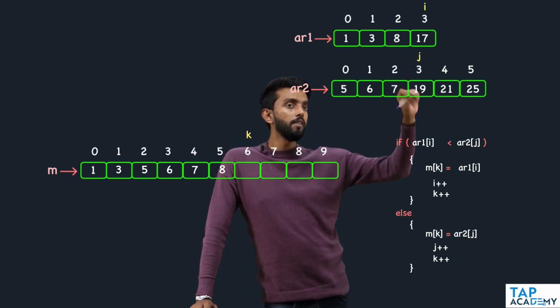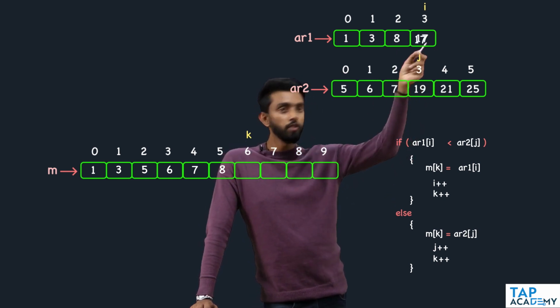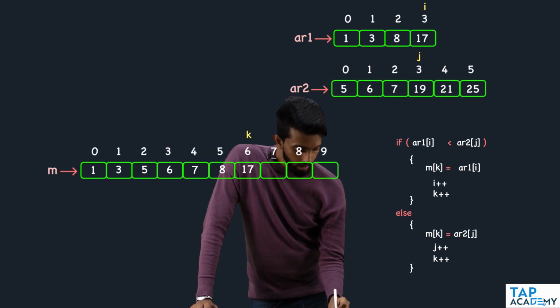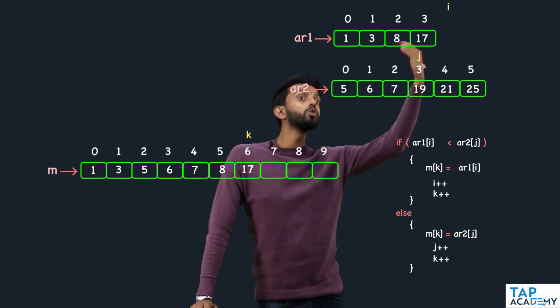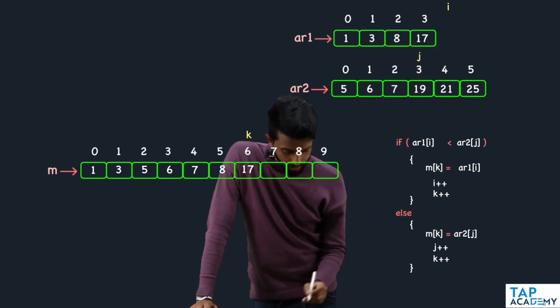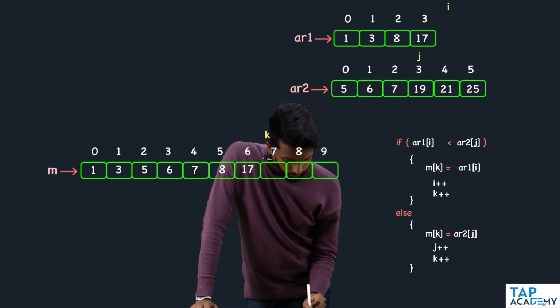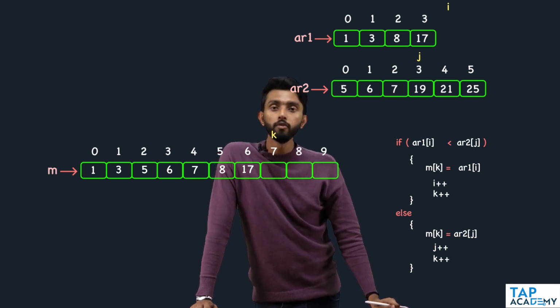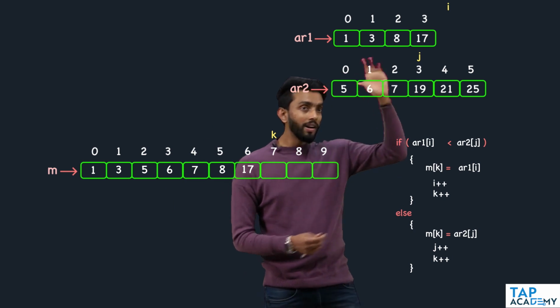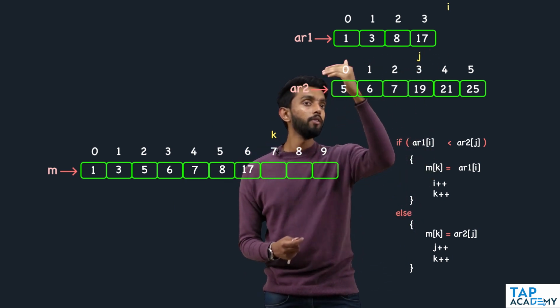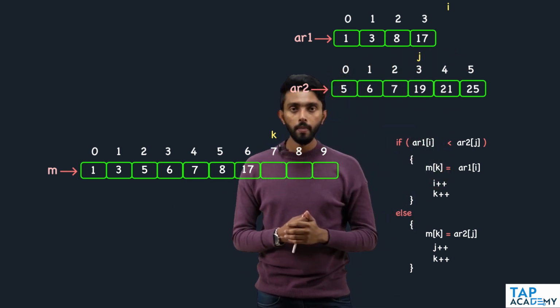Again compare. Is 17 lesser than 19? Yes, which means store 17. Increment i, increment i. How are you able to see? i goes outside the index. Great. Increment k. Any confusion till here? Now tell me, one of the arrays you have traversed completely.